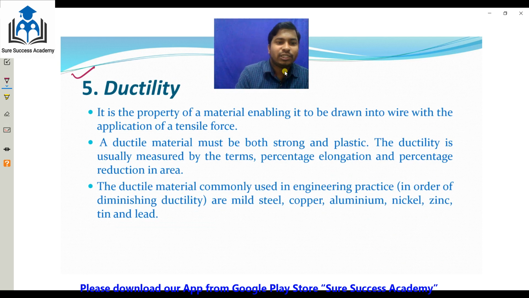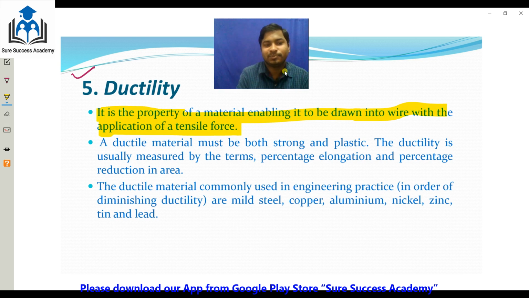So friends, ductility is the property of a material that enables it to be drawn into wire by the application of tensile forces. A ductile material must be both strong and plastic. Ductility is usually measured in terms of percentage of elongation and percentage of reduction in area. Materials commonly used in engineering practice for ductility are mild steel, copper, aluminum, nickel, zinc and tin.